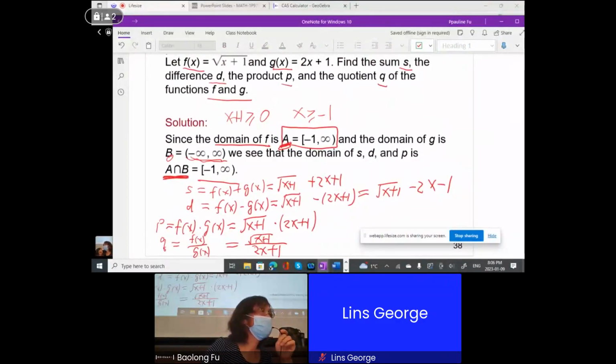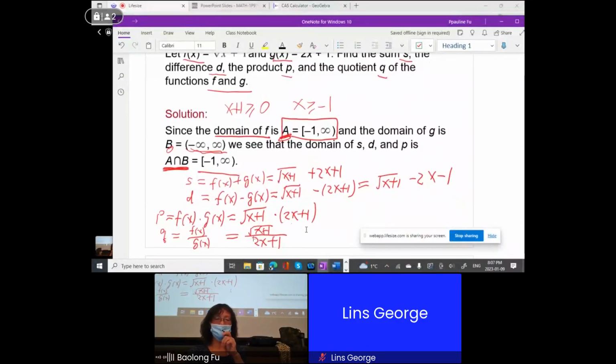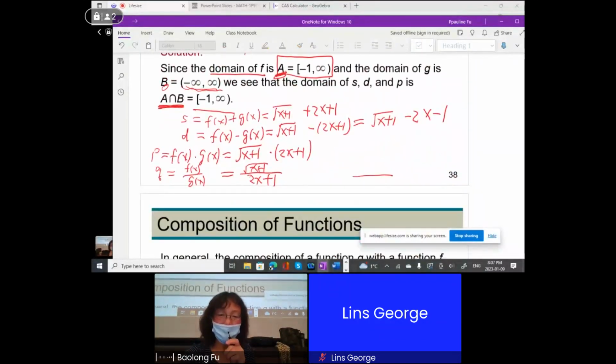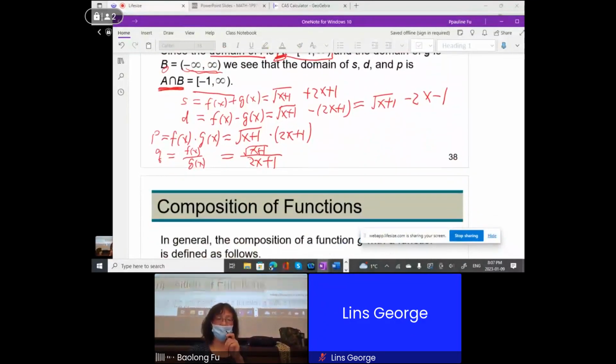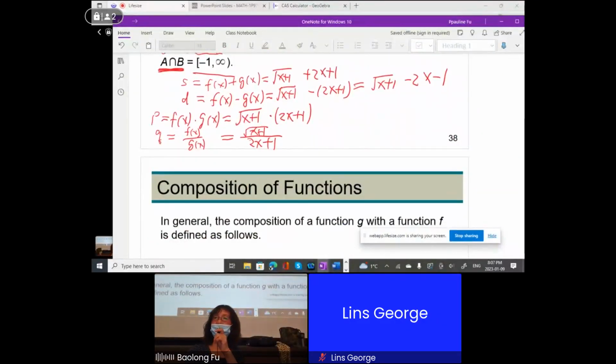Yes. Can you simplify the quotient further? Thank you. The question was, can you simplify the quotient? You can't. This is the simplest form, because the square root is on the top. If the square root is on the bottom, you must simplify. Usually we do not allow a square root on the bottom. But our square root is on the top. Thank you for asking. Any other questions?